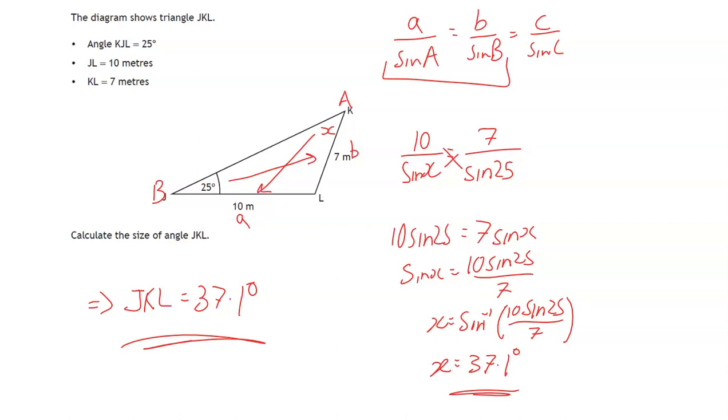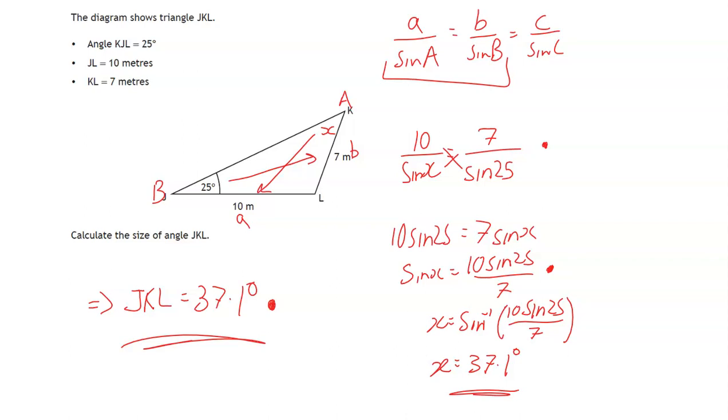This question is worth 3 marks. We get 1 mark for setting up our sine rule. We get a 2nd mark for rearranging it to get sine x equals. And then a 3rd mark for the actual solution itself at 37.1. They wouldn't penalise you if you rounded it to 37 and went to a full number for the angle.